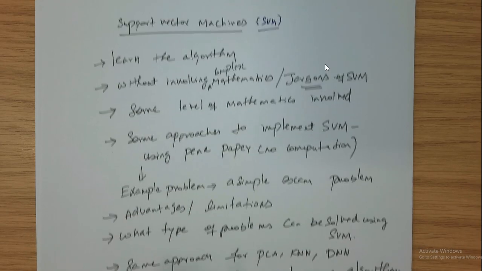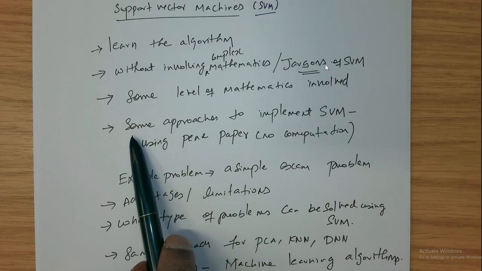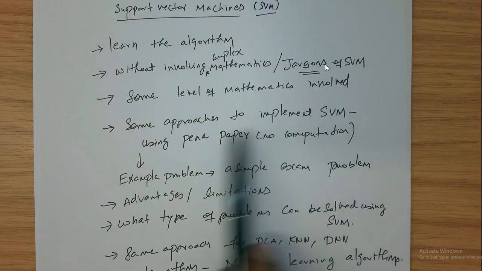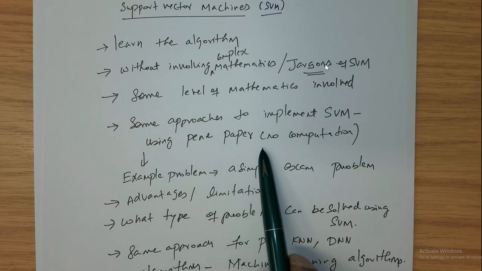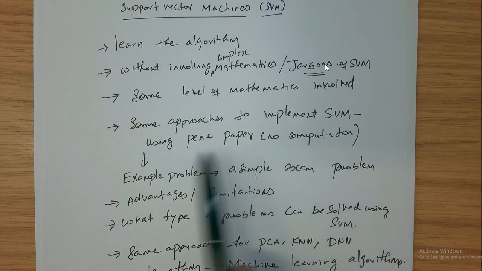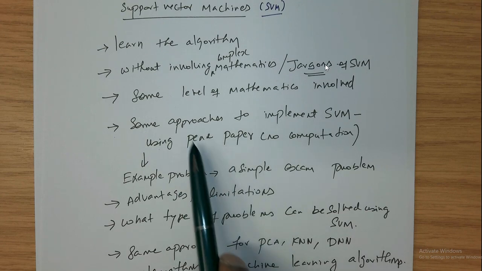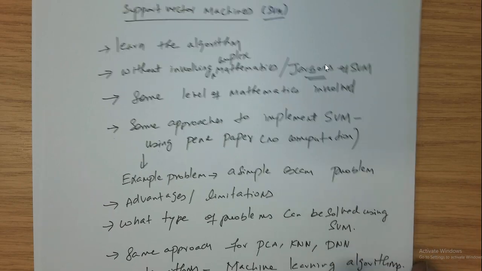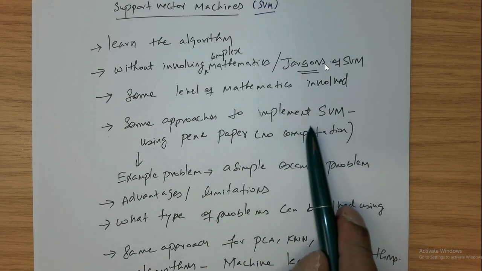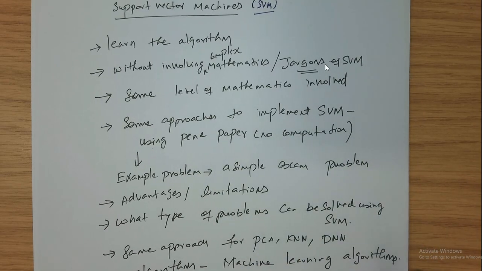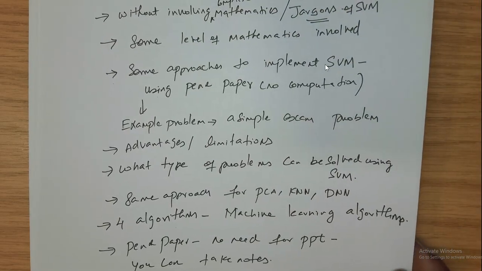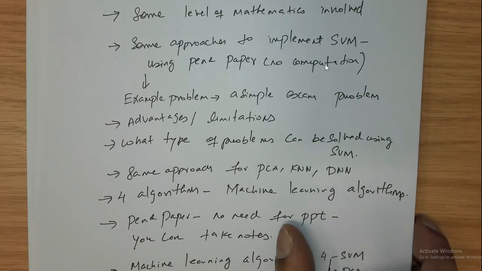Eventually we will try to introduce some level of mathematics once we know how the support vector machine works, and then we will try to implement this algorithm just using pen and paper, which means we are not going to use a computer at this moment. Using pen and paper we will try to implement some rules. We can call that an algorithm; these rules are nothing but the algorithm of the support vector machines. So we will try to solve some problem using pen and paper. That's one way to learn this type of machine learning algorithm.